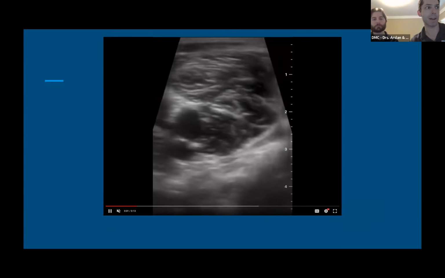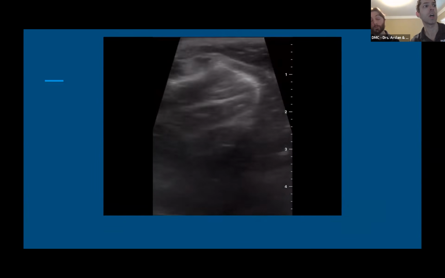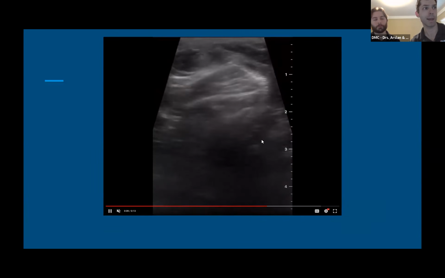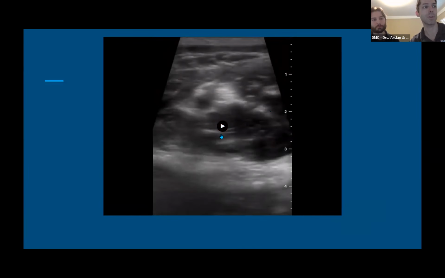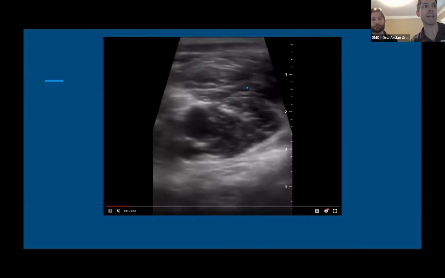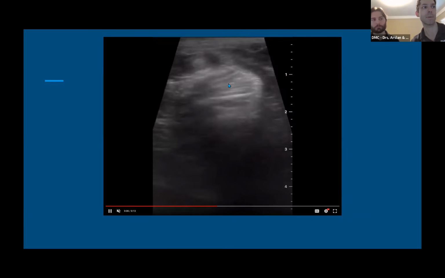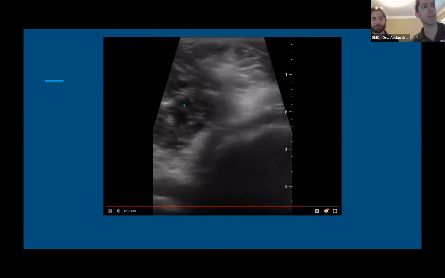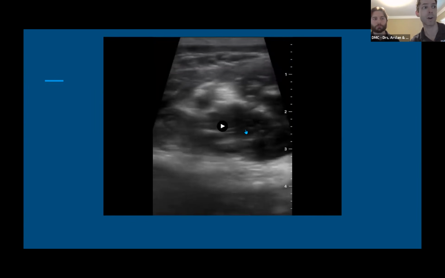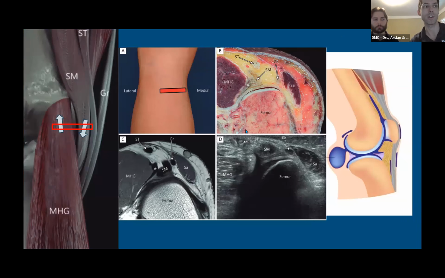So this is the dynamic scan of our patient. We move toward and see the medial condyle more fully. We see the medial head of the gastroc muscle belly. We begin to see this hyperechoic structure, which is the tendon of the semimembranosus as it transitions from the muscle into the tendon. I'm going to play that one more time. We see that this hyperechoic structure is the tendon of the semimembranosus, and as we move more proximally, it becomes more of the muscle belly. In between where these two muscles abut is where we'd evaluate for a popliteal or Baker's cyst. So no evidence of a Baker's cyst; the semimembranosus tendon and muscles are intact, no defects.